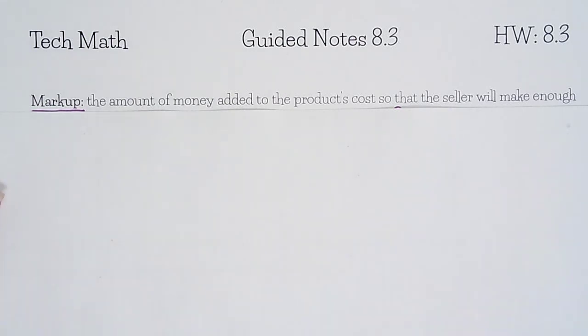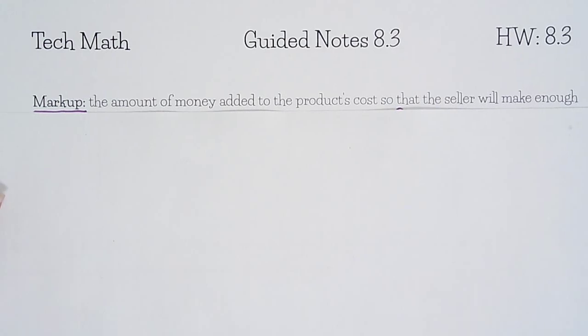Last video and last week we talked about discounts. That is where you take the original amount of money minus a portion of money that you will save to result in the final retail price.